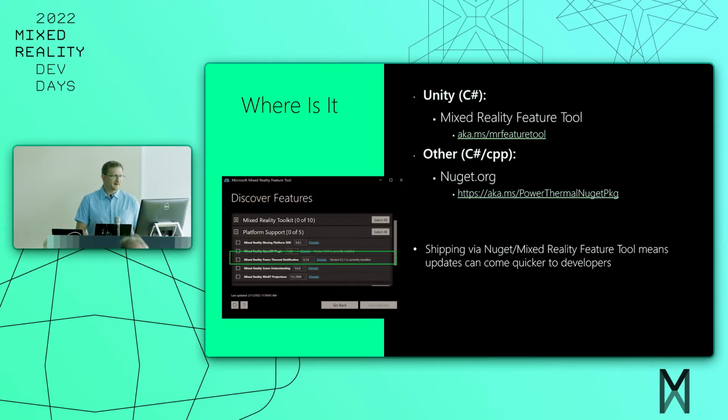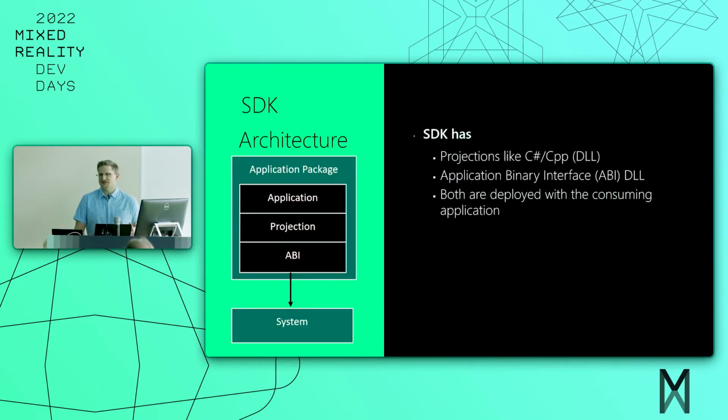Just a little bit about how it's deployed and what it looks like. It comes with two pieces. One is a projection, which is like C# that your application calls into, and then that tunnels down into a native binary called an ABI, Application Binary Interface. And those both get deployed onto the device with your application in order for this to work.